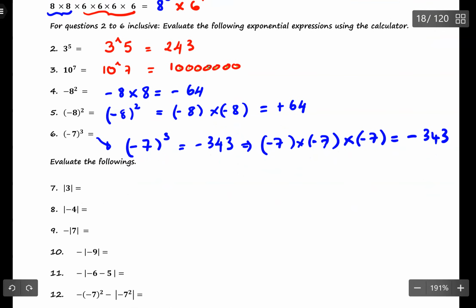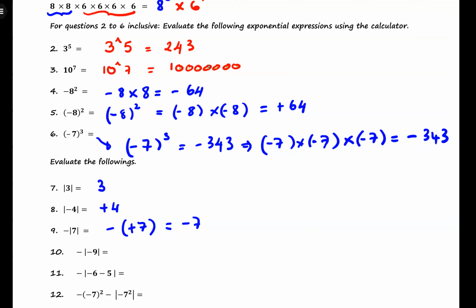So number 7, absolute value of 3 is a 3. Absolute value of a should turn into positive 4. For number 9, negative positive 7 should give you a negative 7 in this case. Okay, because what I do is absolute values of a positive number is just a positive number. So to be clear, I turn that into a bracket, I write a positive, so you know that you can take this negative, multiply with that positive, it turns into a negative number.